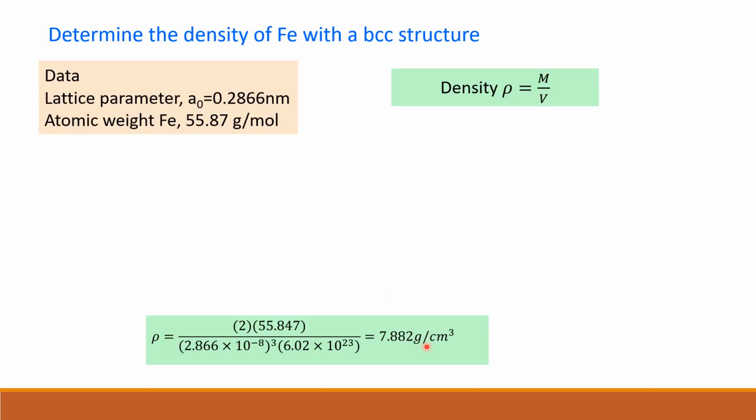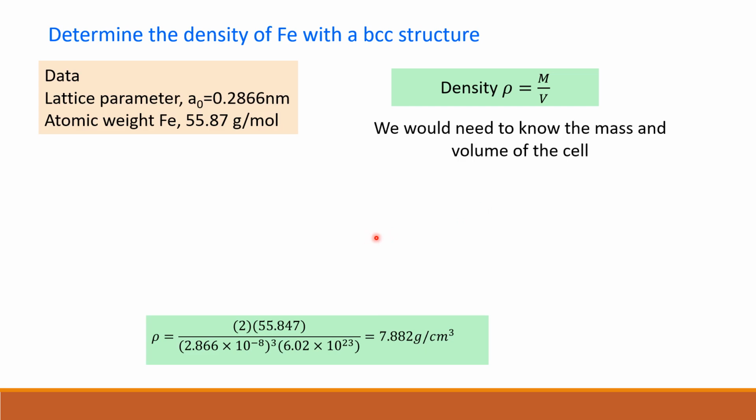Now we can determine the density, for instance, of iron. Iron can have two different crystal structures, either BCC or FCC. Let's go for the BCC. In the case of the BCC, the lattice parameter is 0.2866 nanometers. This is the atomic weight of iron.